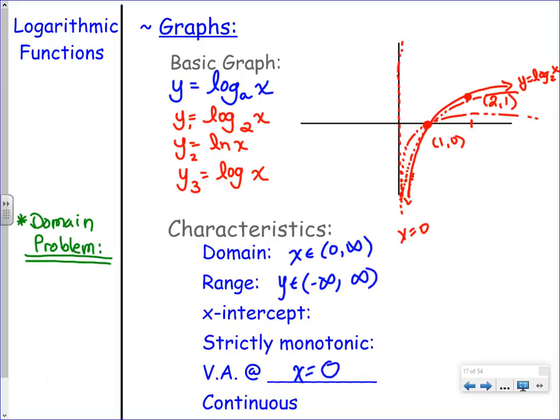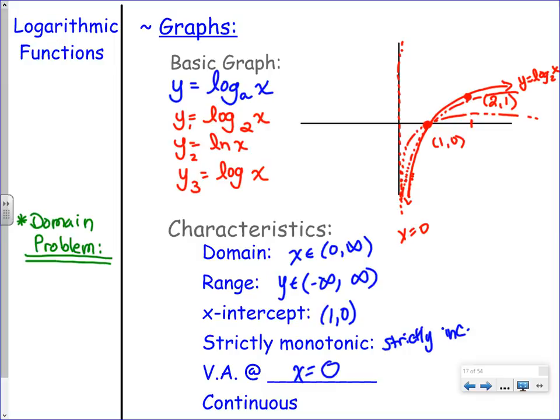X-intercept, where does it hit? 1, 0. Strictly monotonic, meaning it's strictly increasing as you go from left to right on its domain. It doesn't decrease unless there's a reflection. And then like exponential at the very bottom, he's continuous, no holes, no vertical asymptotes within his function. Yes, there's one bounding on the left, but within him, he's totally continuous the entire time.